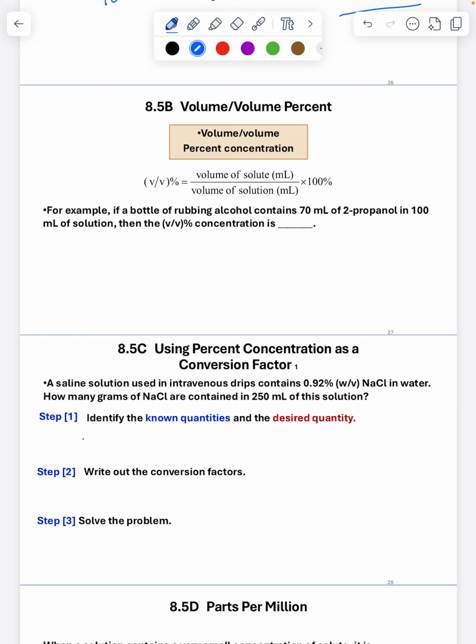And so we take our 70 milliliters of our 2-propanol and we divide that by 100 milliliters of the rubbing alcohol, which again is just what you buy in the store in the bottle, and multiply that by 100, and it contains 70% volume per volume of 2-propanol. And again, that's what it says on the label, 70% 2-propanol.